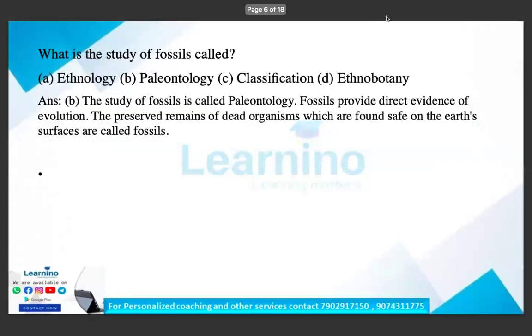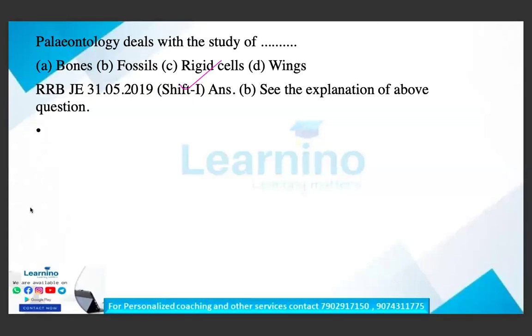What is the study of fossils called? Study of fossils is called paleontology. Paleontology deals with the study of fossils.